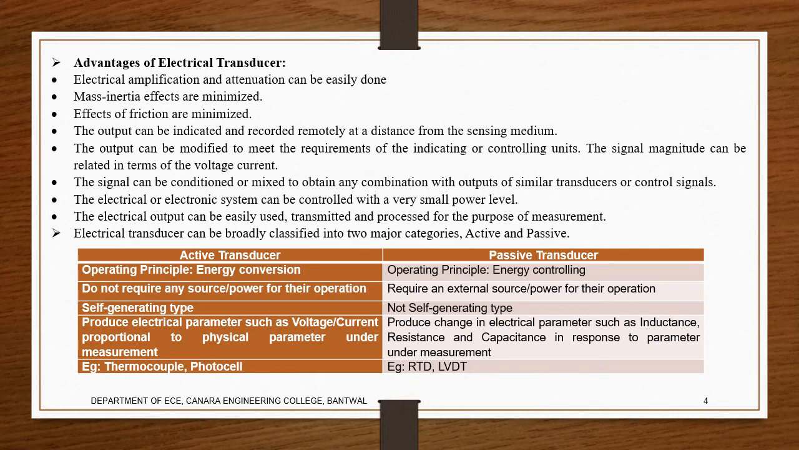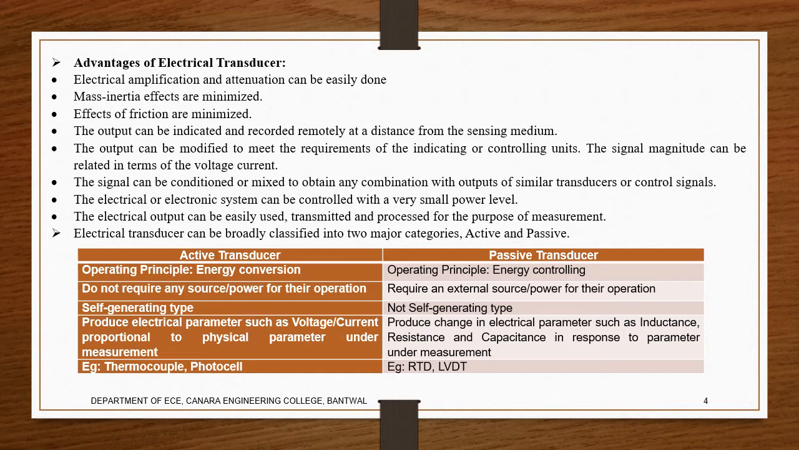So what are the advantages of an electrical transducer? As I said, amplification and attenuation can be done easily. As you are listening on your mobile phone, you can amplify the volume, making it less or more. Some mobile phones or devices may also have noise attenuation, where noise removal can be done.